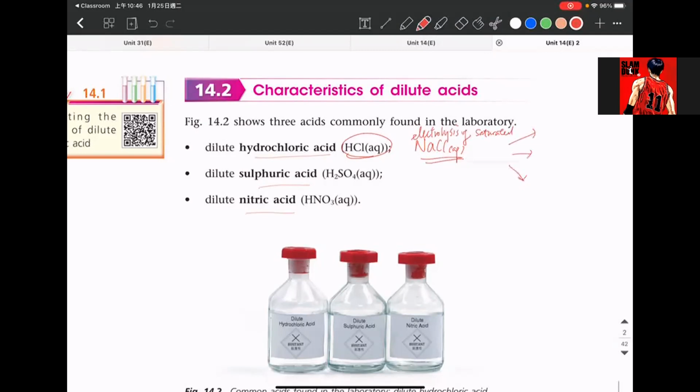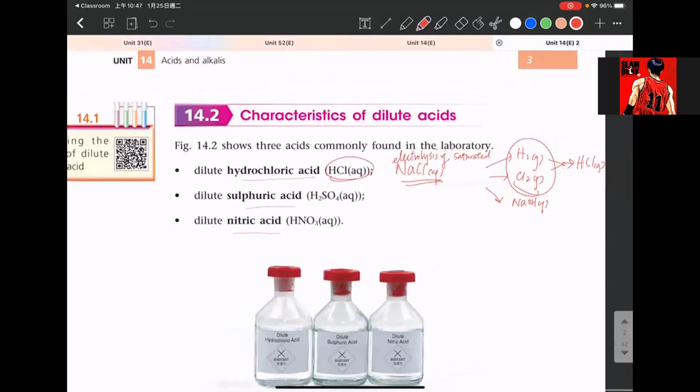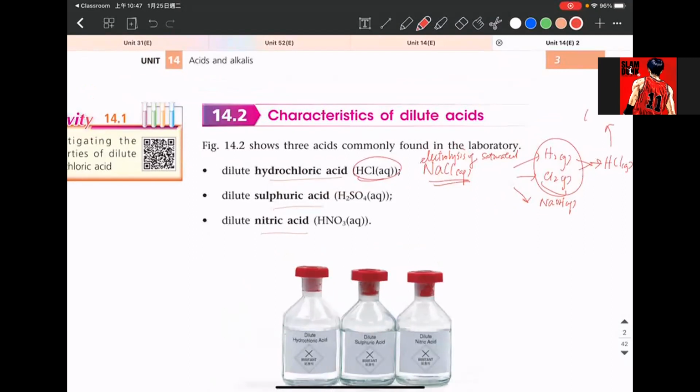So you may find the three products H2, Cl2, and NaOH. The H2 and Cl2, they merge together and react, then they will form HCl gas, and I dissolve it in water, and they will form HCl(aq). So this is what we call hydrochloric acid, together with an alkaline. We call this one a mineral acid because it comes from mineral.